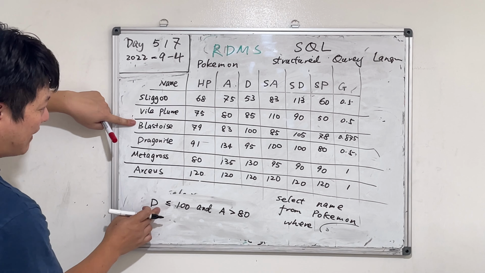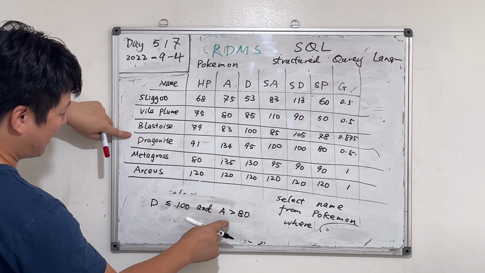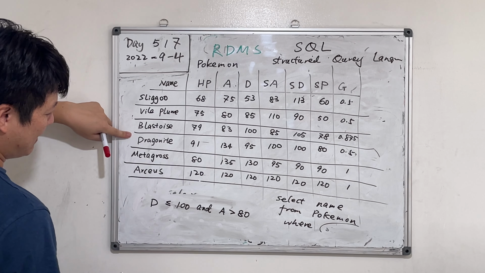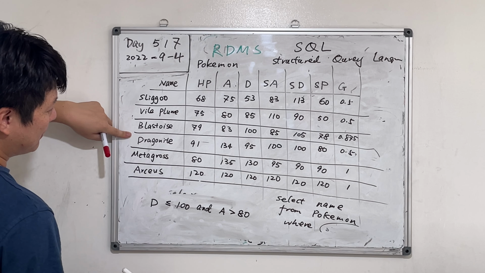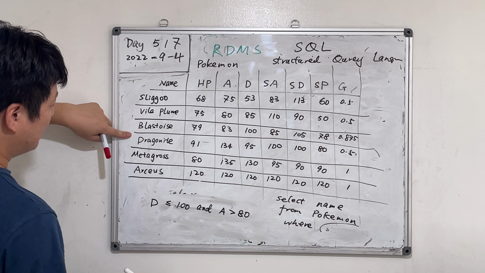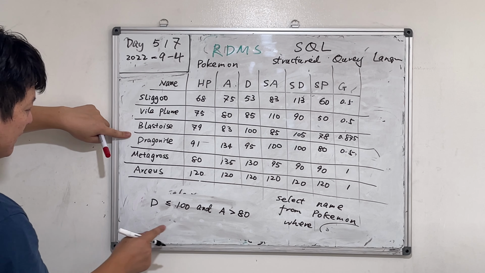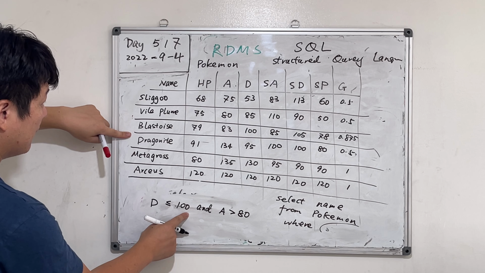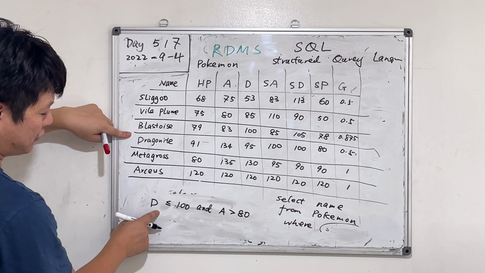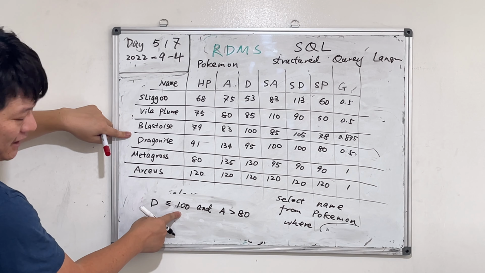And then this one, D is smaller than 95, 100, yes, 95 is smaller than... A is bigger than 135, okay? And any other more? Metagross, or 135? No, Metagross has defense. It can't be more than 100. It should be less than or equal to 100, right?